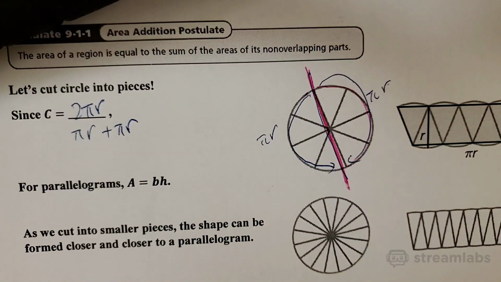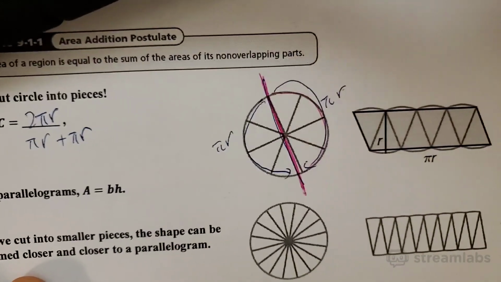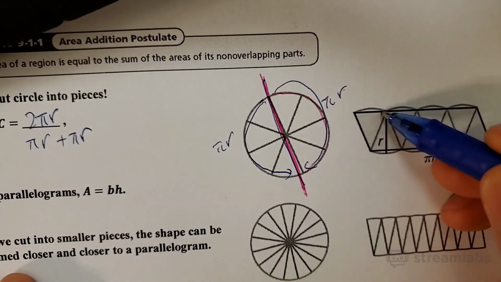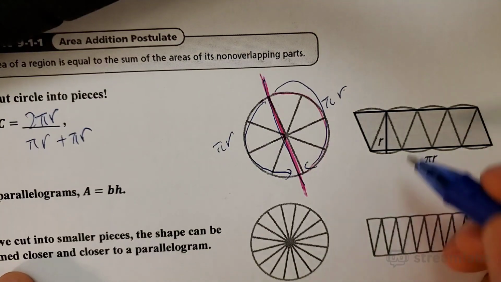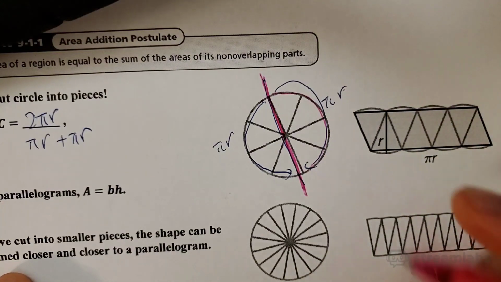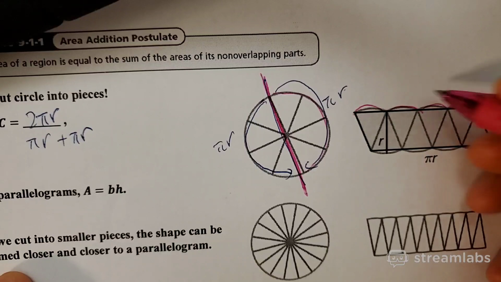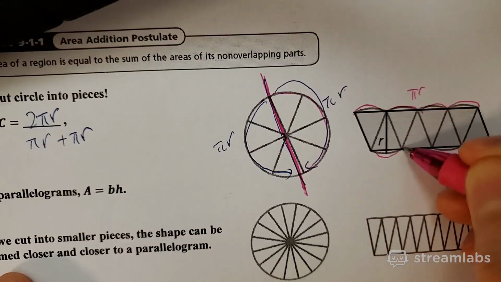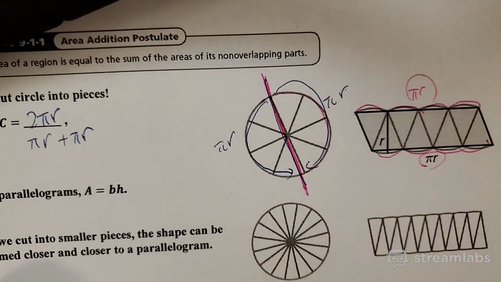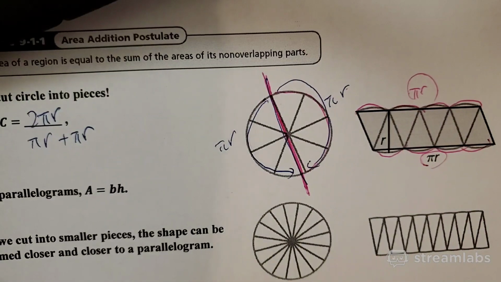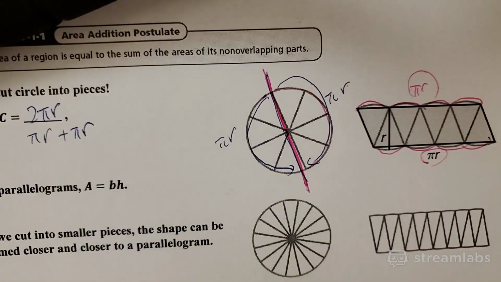And then I'm going to rearrange them and stagger them like this. One up, one down, one up, one down, like this. Then this part should be pi r, and this part should be pi r, right? What does this shape remind you of? What is it similar to? What kind of shape? Or what kind of polygon?